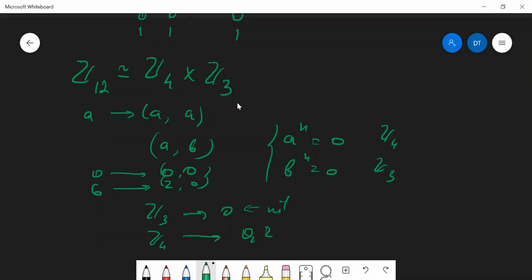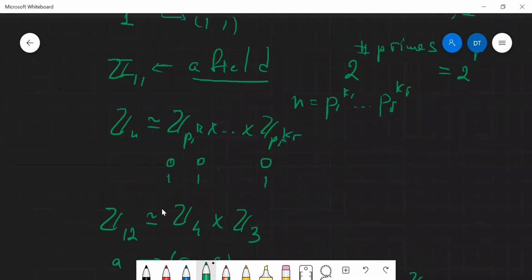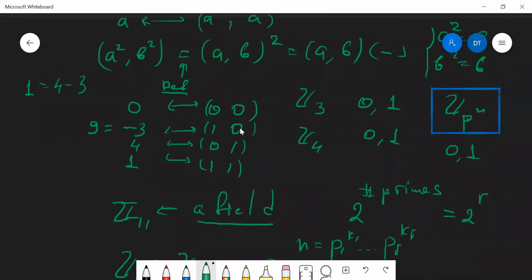So (2, 0) goes to 6, because you have to find an element here which goes to element 2 here and to element 0 there. The element 6 modulo 4 gives you 2 and 6 modulo 3 gives you 0 because it's divisible by 3. Also, since we know that the element (1, 0) corresponds to 9, then (2, 0) corresponds to 2 times 9, which, if you compute it, will be 6 modulo 12.